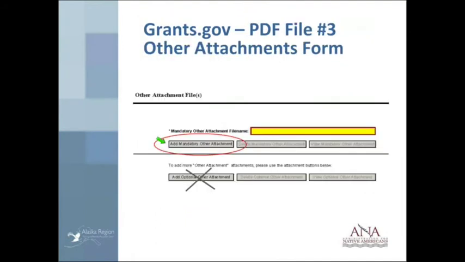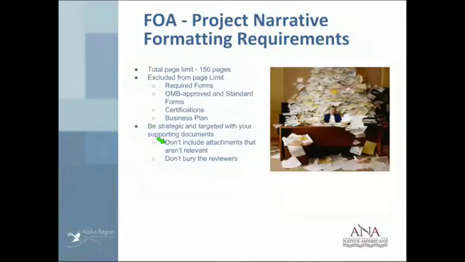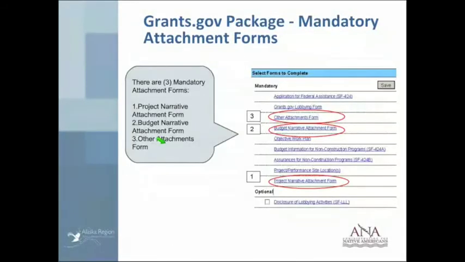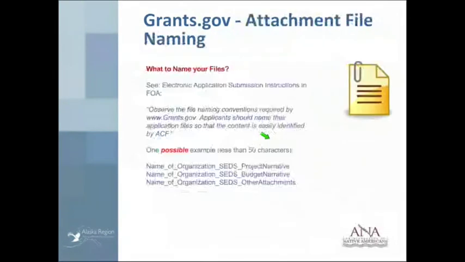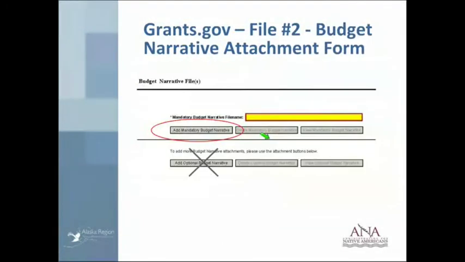Okay, so to review, I went through the three forms that we're using to attach your documents. I talked about what goes in the project narrative attachment form, the budget narrative attachment form, and the other attachments form. So now I'm going to go into a couple of tips or issues with some of these other forms, like the 424 and the objective work plan, and talk a little bit about some of the issues that we've seen people have trying to fill those out. So I'll start with the 424. I'm going to move back to that.